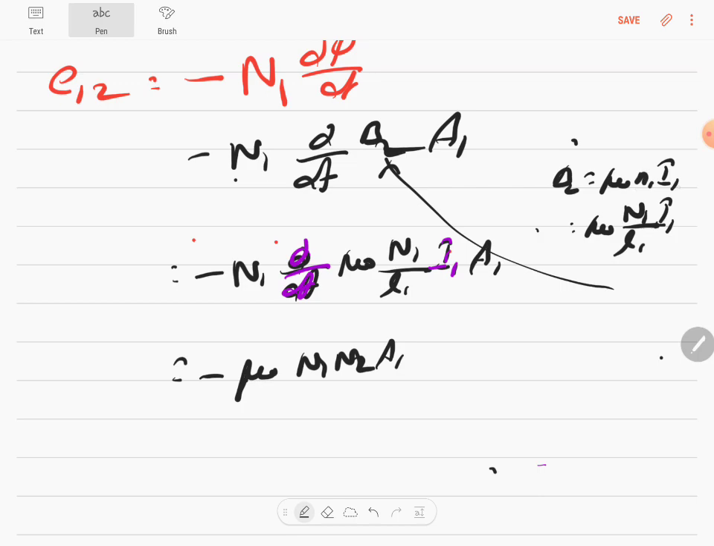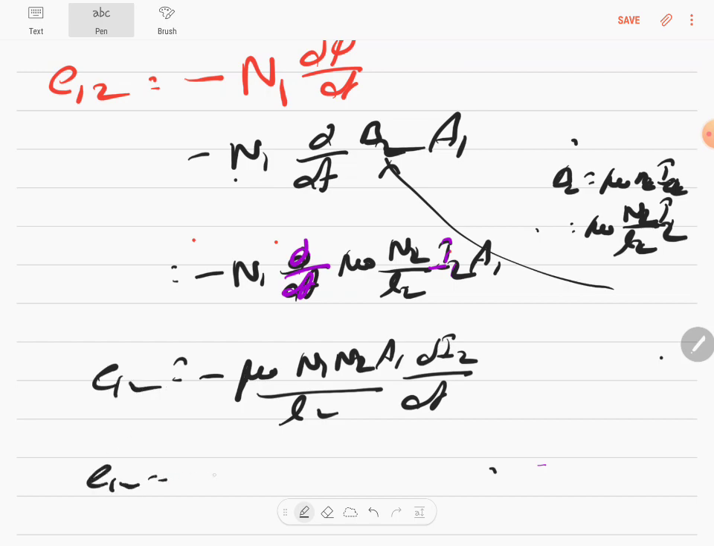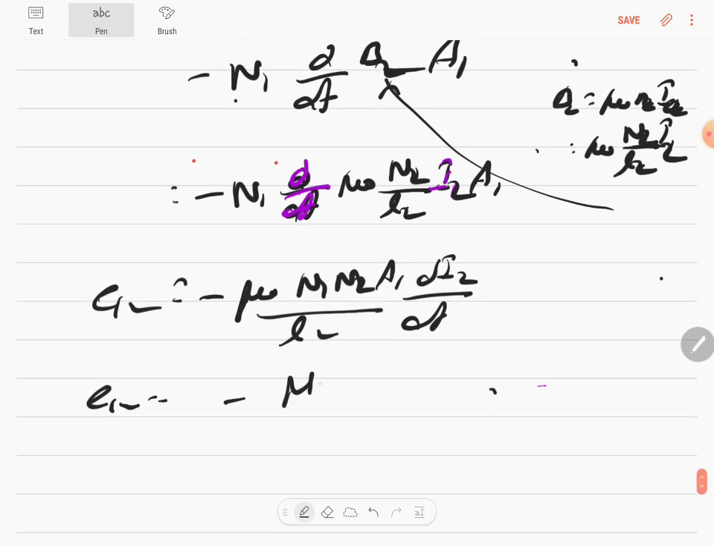B2 is mu naught N2 I2, N2 by L2 into I2. Pay attention, N2, L2, I2. So dI2 by dt, correct? So mu naught N1 N2 A1 by L2 into dI2 by dt. So E12 is equal to minus M12 into dI2 by dt.